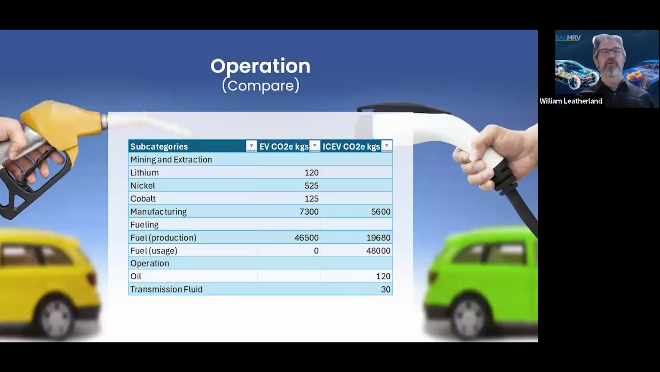And if we look at our totals now with mining and extraction, manufacturing, fuel production, and then fuel usage, you see for the ICE, this is where it really starts to catch up with the EV, because you have fuel usage at 48,000, oil at 120, and transmission fluid at 30 kilograms of CO2 equivalent. It really starts to add up.